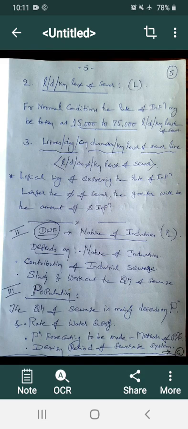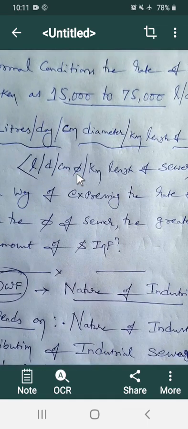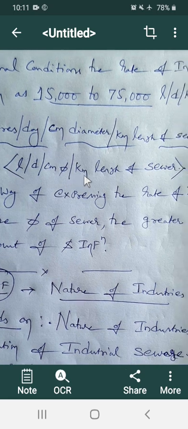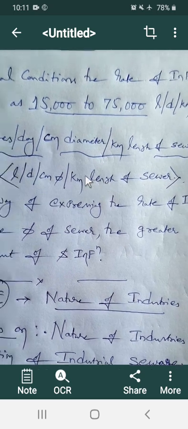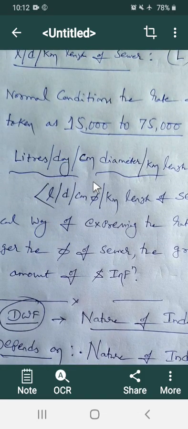Next, the third one is liters per day per centimeter diameter per kilometer length of the sewer line. You observe here, I have also given the abbreviation. So diameter is also very important, and length of the sewer is also very important. Like this, so many liters will enter per day with respect to the diameter of the sewer and the length of the sewer.